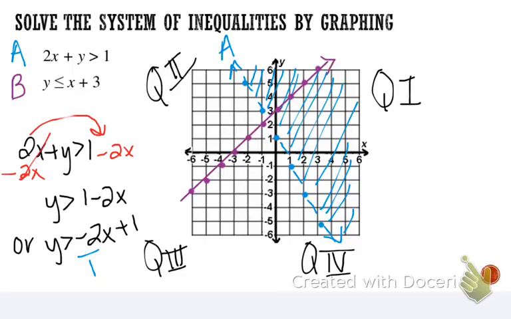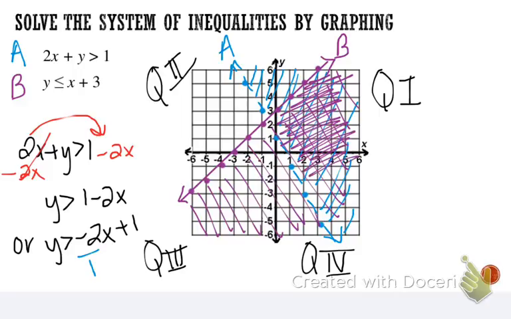Okay. Label it. This is B. And you're going to shade under the line, so anything below. Very lightly shade that area. Now there's this section where these two inequalities share the same shaded area. That is the solution to this system of inequalities. So this area here is the solution. So that one is going to be a little extra shaded.